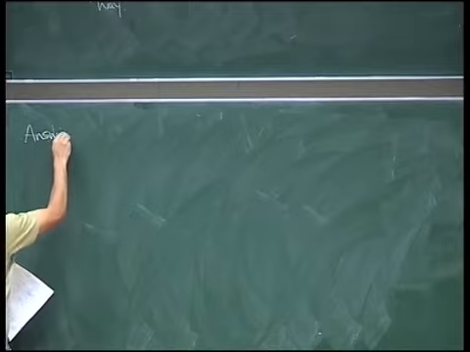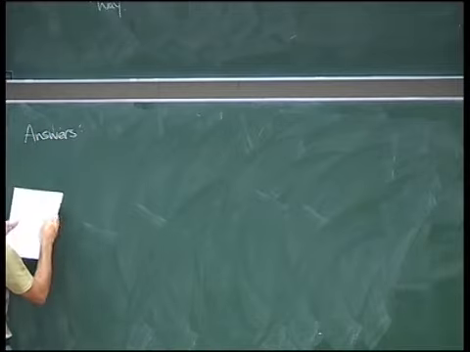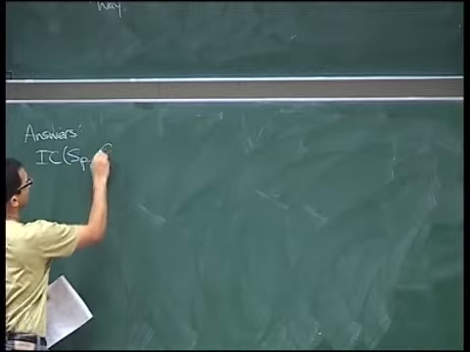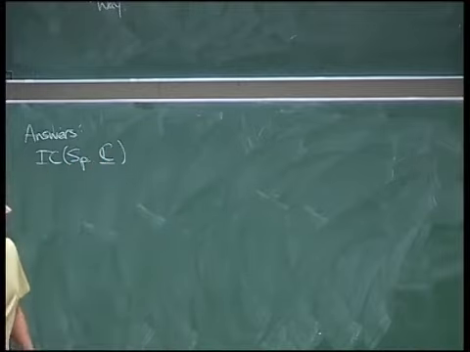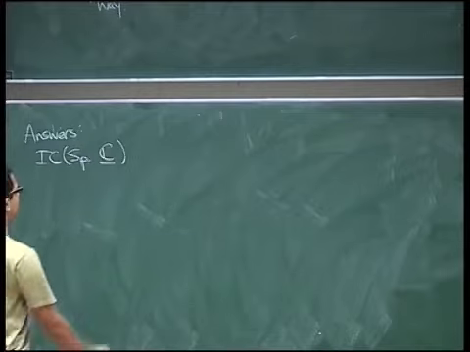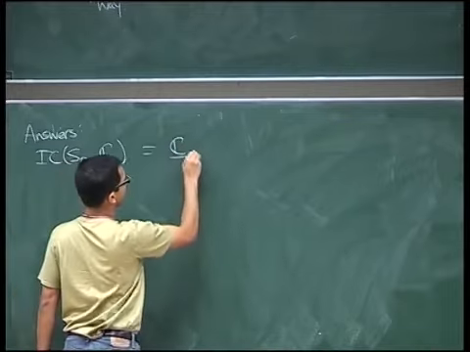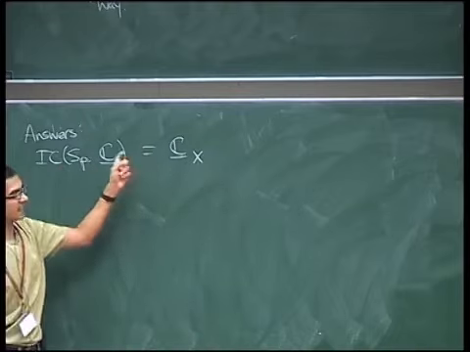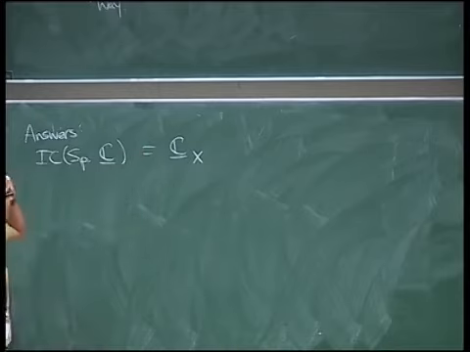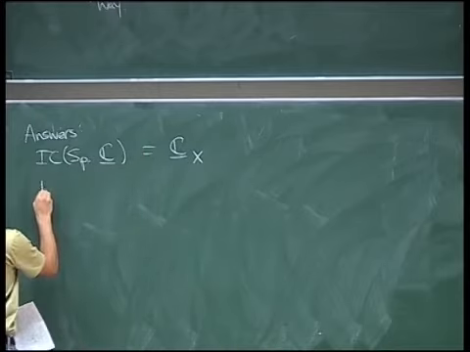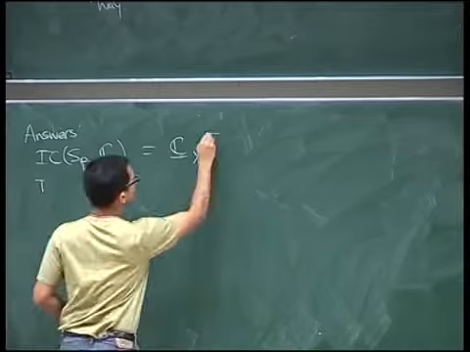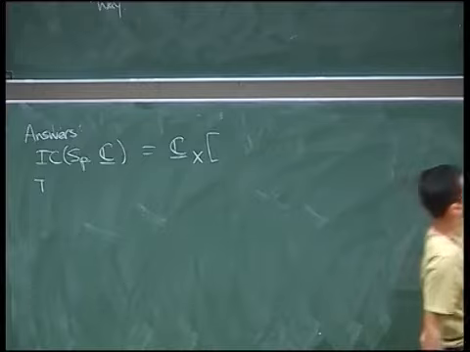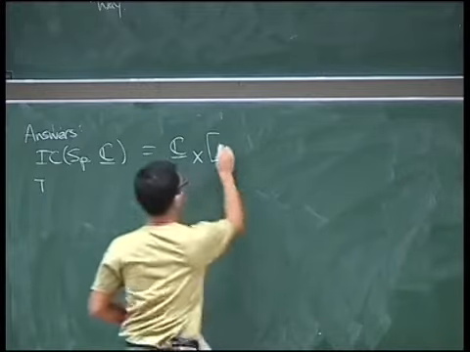So the answers are like this. IC of the principal orbit with the trivial local system turns out to be just a constant sheaf over the entire variety. In other words, its restriction to each of the smaller strata is the constant local system on that stratum. Sorry, this has to be shifted down by half the dimension of this orbit. So this is shifted by 6.